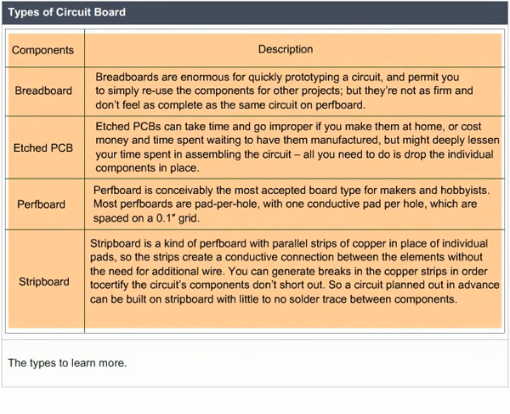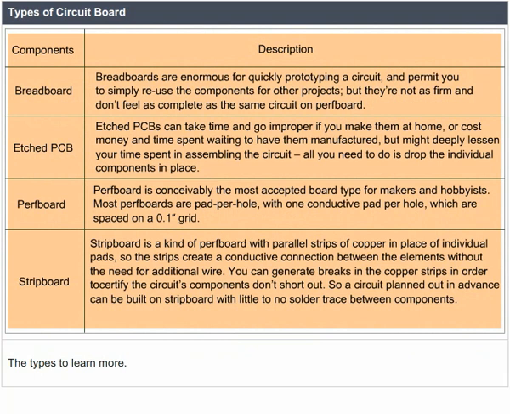Etched PCB. Etched PCBs can take time and go wrong if you make them at home, or cost money and time spent waiting to have them manufactured, but might greatly lessen your time spent in assembling the circuit. All you need to do is drop the individual components in place.